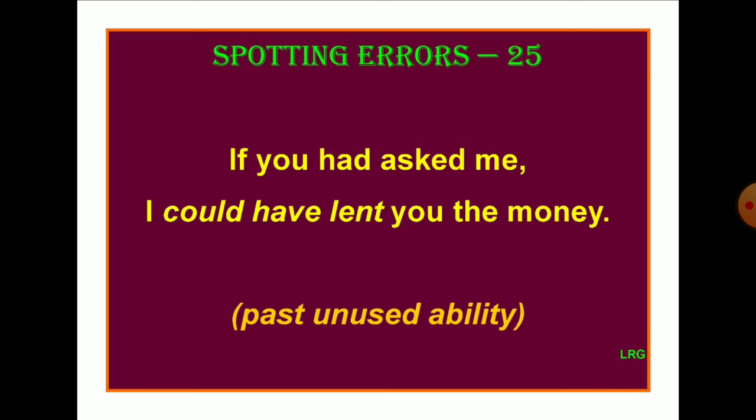If you had asked me, I could have lent you the money. In this sentence, the perfect infinitive form of the modal auxiliary could have indicates that the speaker had the ability to lend the money, but that ability was not used. Thus, the modal auxiliary could have, with the past participle form of the main verb, indicates past unused ability.